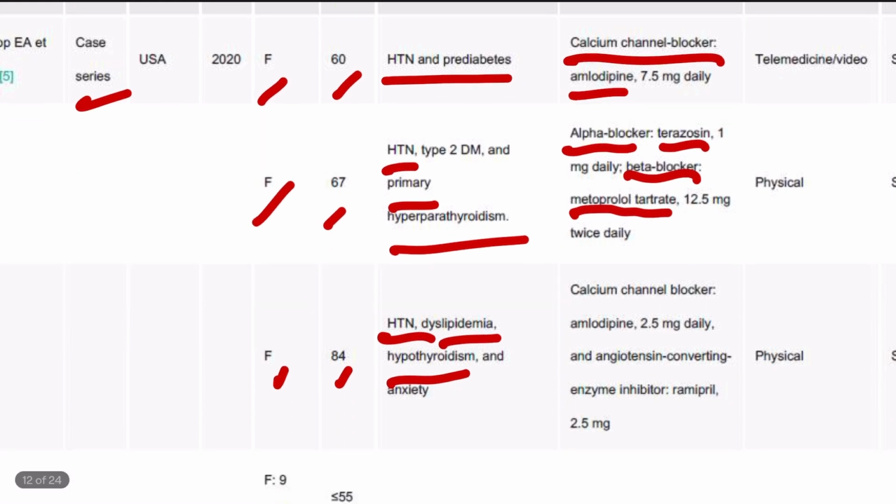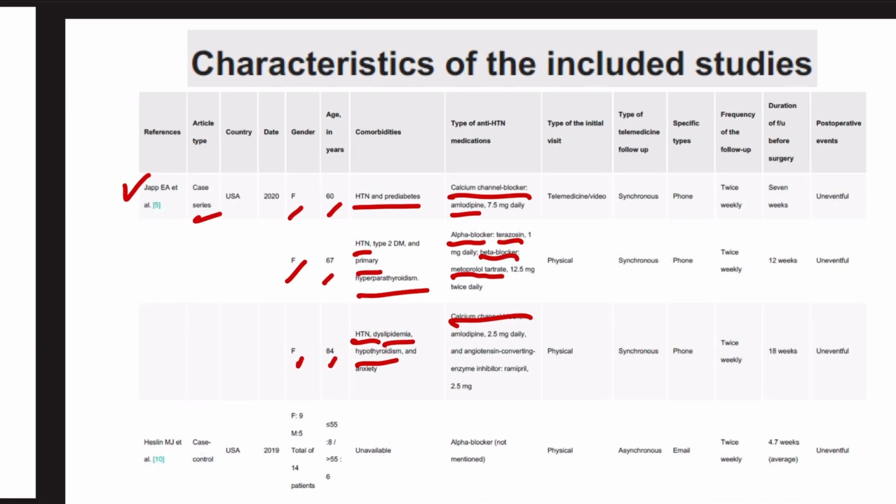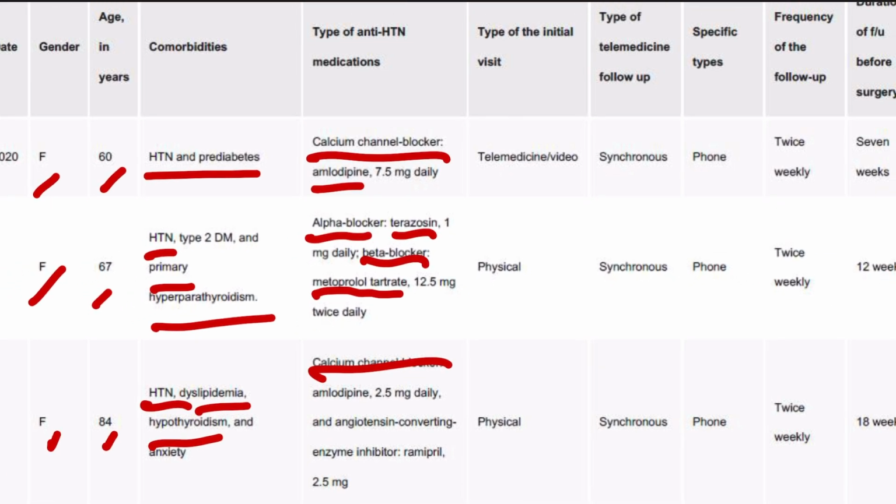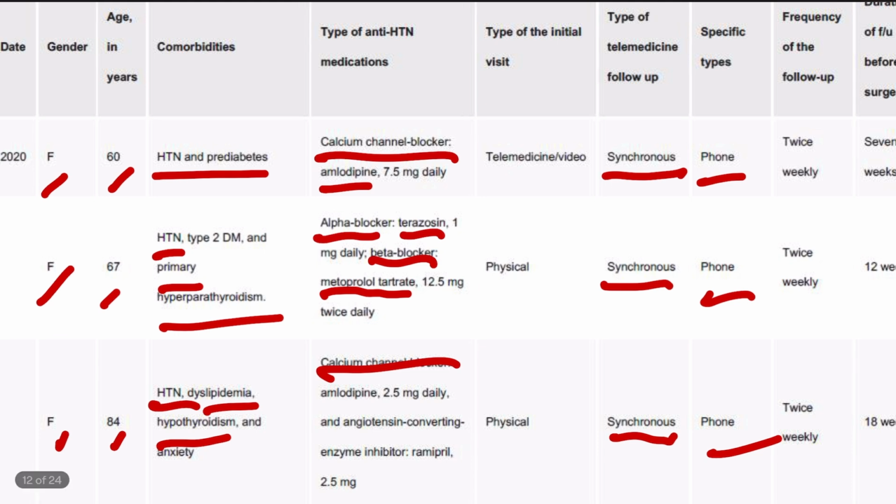Then they also used a calcium channel blocker again. So these are the drugs which they used, and the type of telemedicine was synchronous for all 3, basically a phone call. On the other hand, for the initial visit, in the first case it was via video, and for the other 2 cases it was a direct physical visit, that is the patient directly going to get the consultation from the doctor.